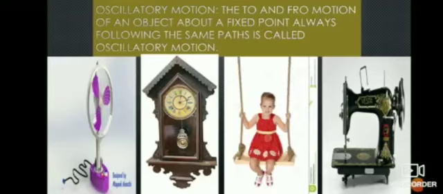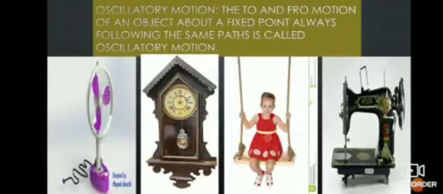Now, by observing these pictures, I will ask you some questions. What similarity do you find in the motions of these pictures? Are the objects in motion following the same path again and again? And is the direction of motion constant? The answers to these questions we will find after the discussion of oscillatory motion.